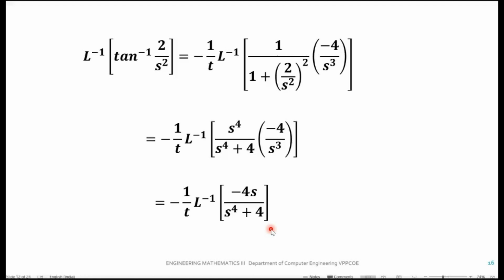Okay. Minus 4s upon s raised to 4 plus 4. Now we are not having any formula for s raised to 4 plus 4 in the denominator. We have the formula for s square plus 4, s square minus 4, but we are not having any formula for s raised to 4 plus 4. So what do we have to do? We have to factorize it. In the next step, we have to factorize s raised to 4 plus 4.